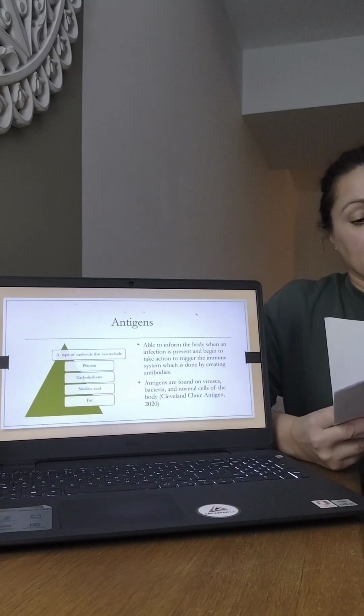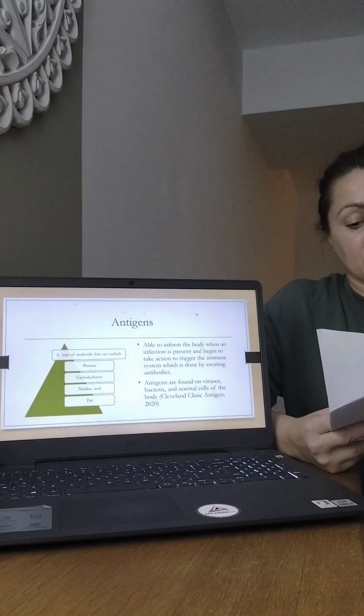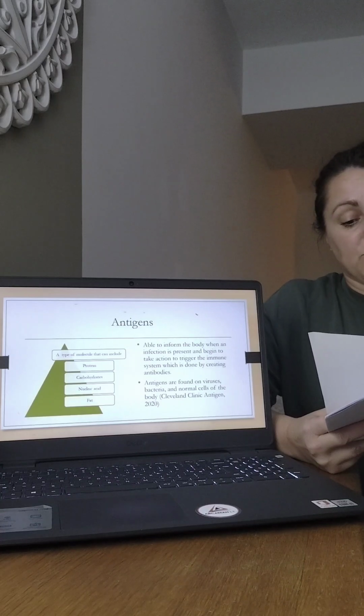Antigens are a type of molecule which can include proteins, carbohydrates, nucleic acid and fat. They inform the human body when an infection is present and begin to take action to trigger the immune response, which is done by creating antibodies.